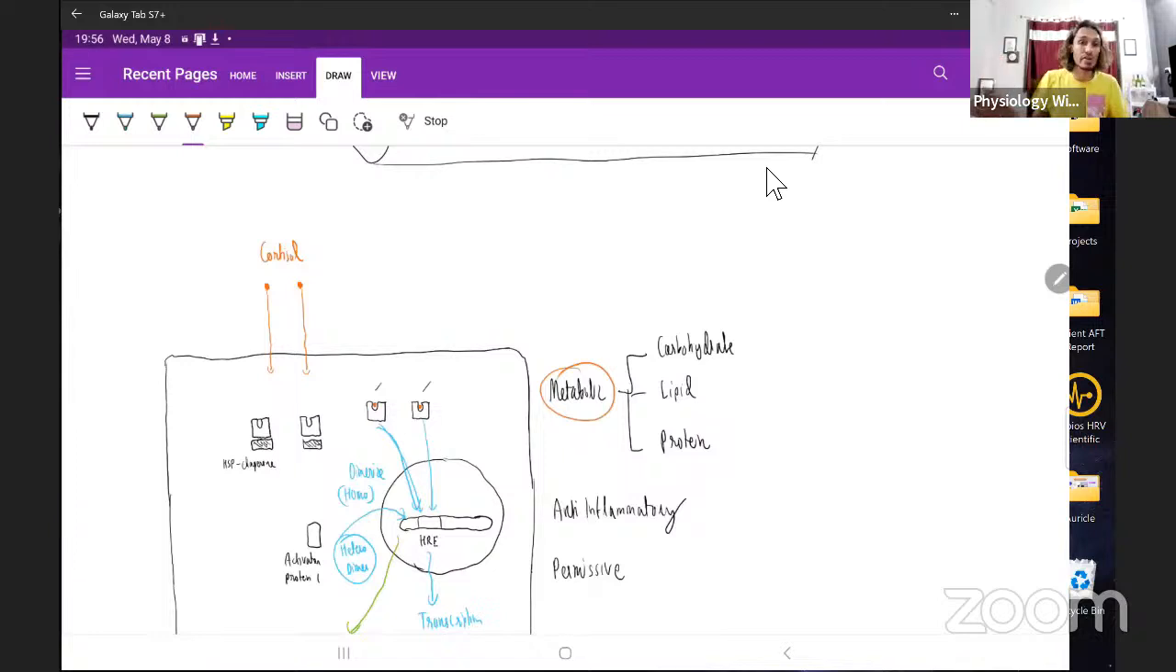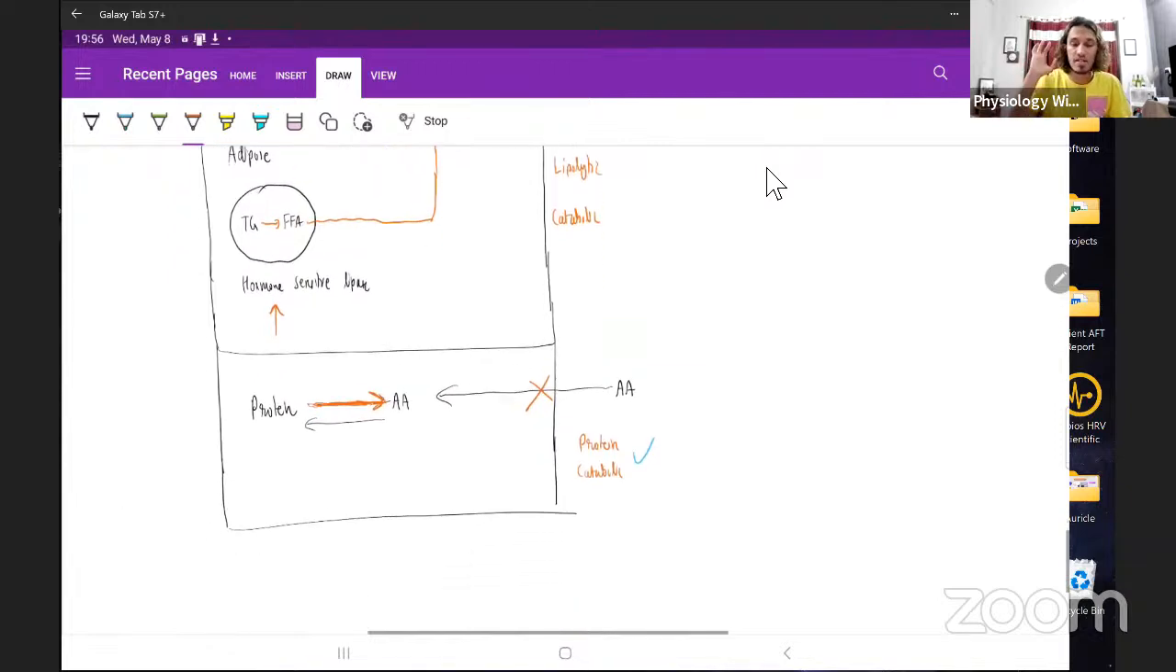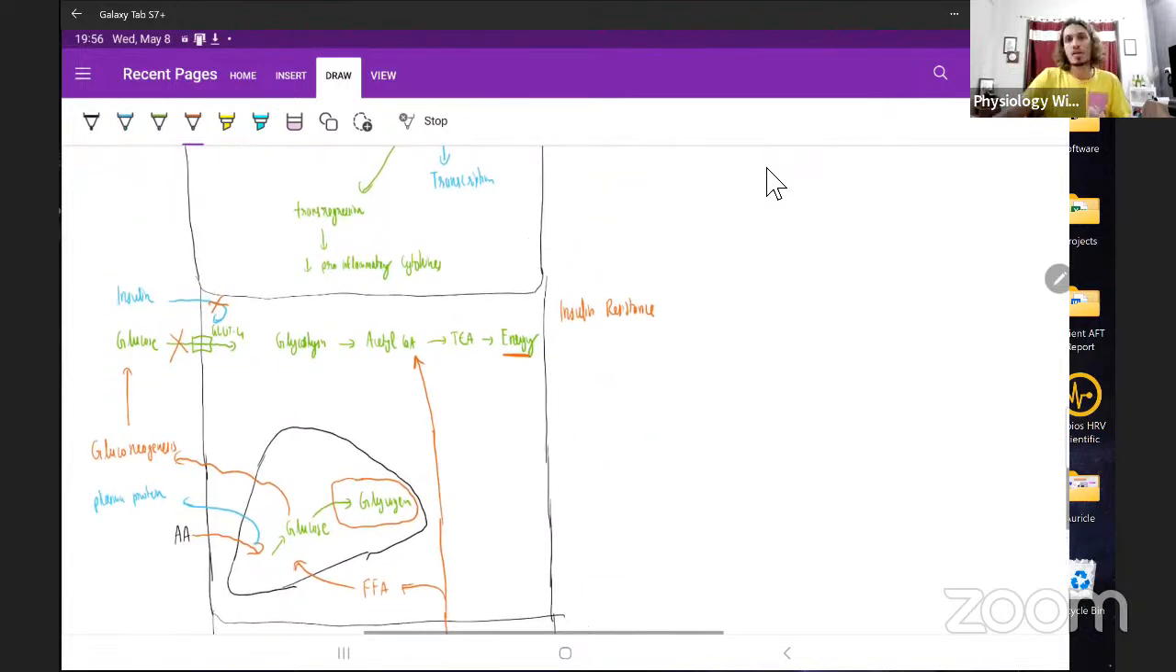This is a very important question: what it does to carbohydrate, what it does to lipid, what it does to protein. I hope you understood it so far. If you have any doubt, please do let me know.